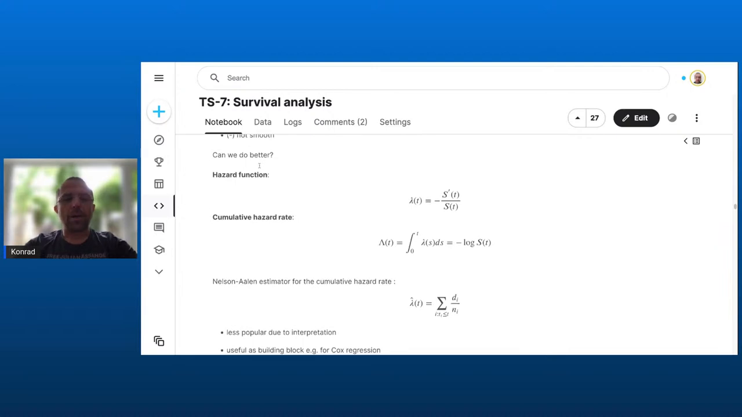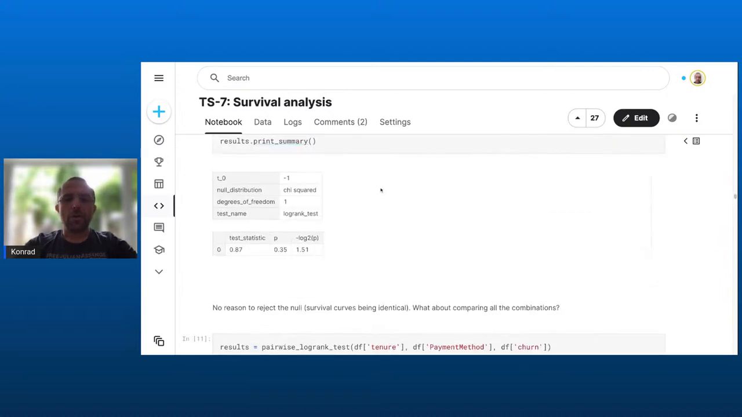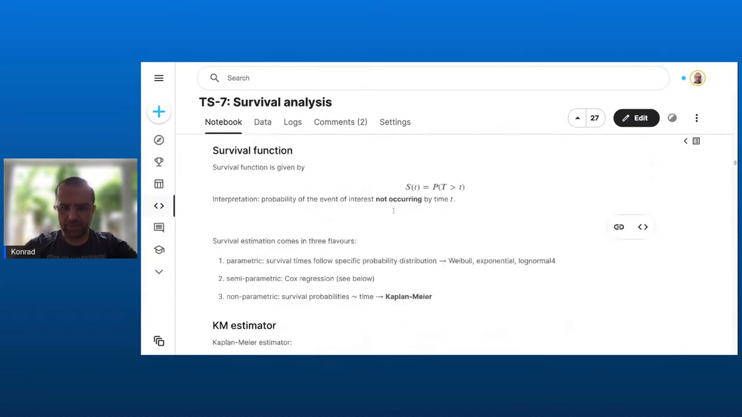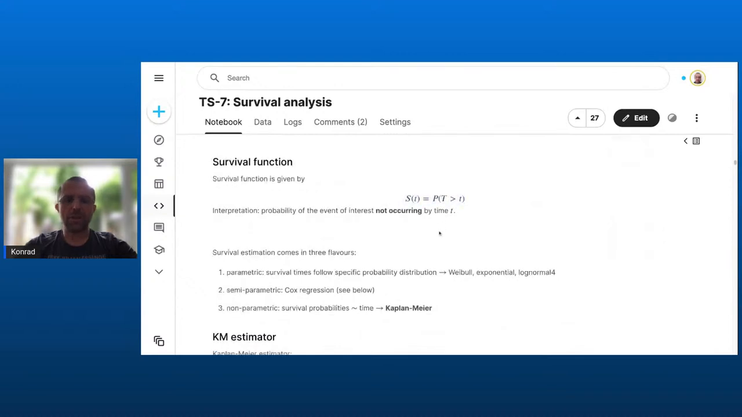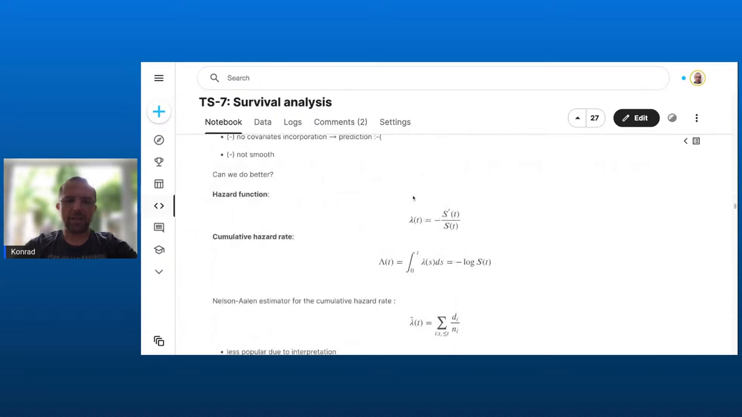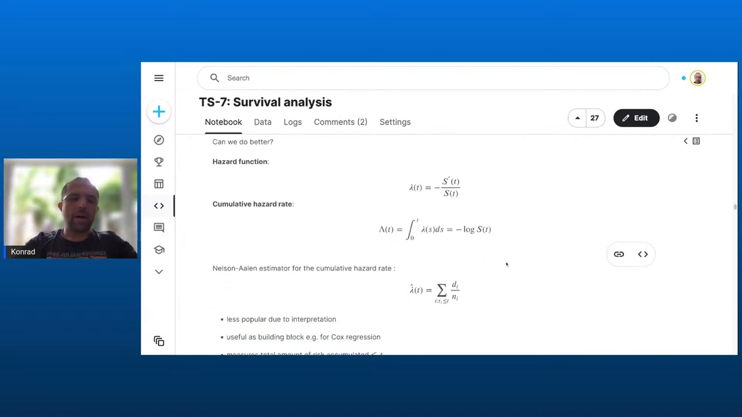Moving forward, hazard function. If you recall, we specified here the survival function S, so the opposite of the cumulative distribution function. We can derive two characteristics out of the survival function. We can take the derivative of a logarithm, so minus derivative over the function itself, and the cumulative hazard rate, which is how they are connected. The way to think about it, hazard rate is sort of the exponential rate at which risk of something bad happening, our event of interest, accumulates over time.